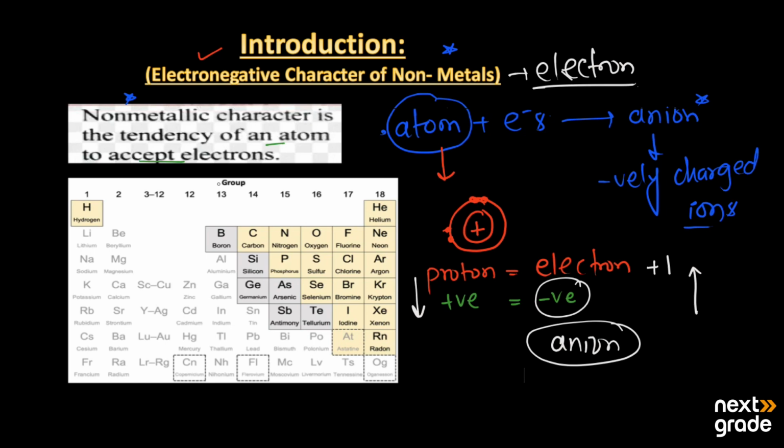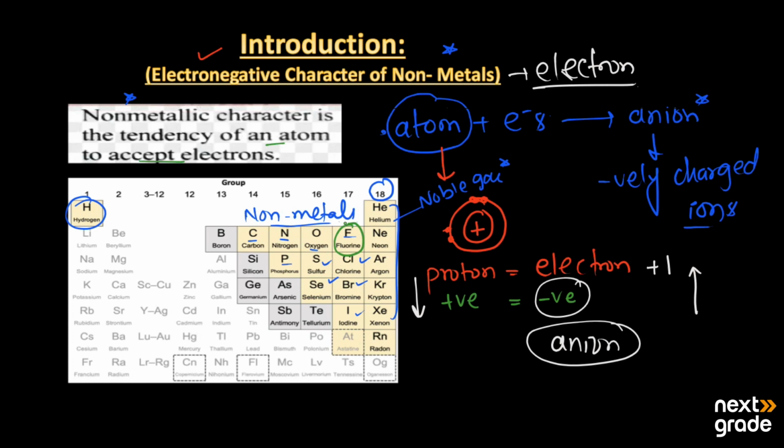On the other hand, a lot of non-metals are present in the periodic table, in which this is hydrogen, a non-metal, and all these in the yellow color are non-metals. Among all these non-metals, group 8A are basically the noble gases, and carbon, nitrogen, oxygen, fluorine, phosphorus, sulfur, chlorine, selenium, bromine, iodine, these are all non-metals. Among all these non-metals, fluorine is the most reactive and has the highest electronegative character.